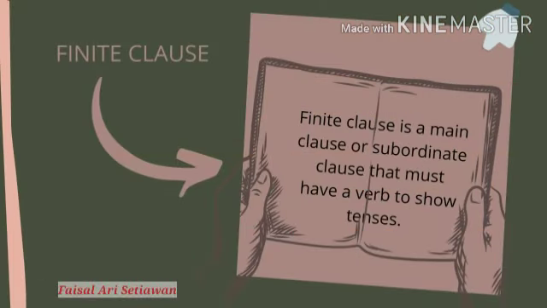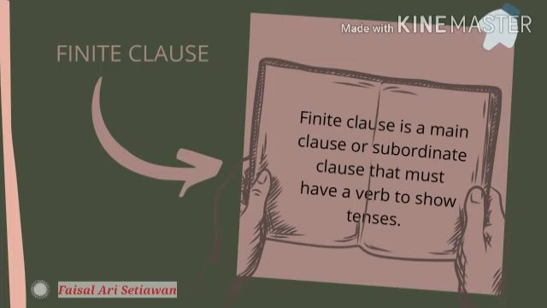Okay, let's move on. Now we talk about finite clause. Okay, let's get started. What do you think, guys, when I say finite clause? What is the definition of finite clause? Finite clause is a main clause or a subordinate clause that must have a verb to show tense. The verbs can be in the present tense or past tense.